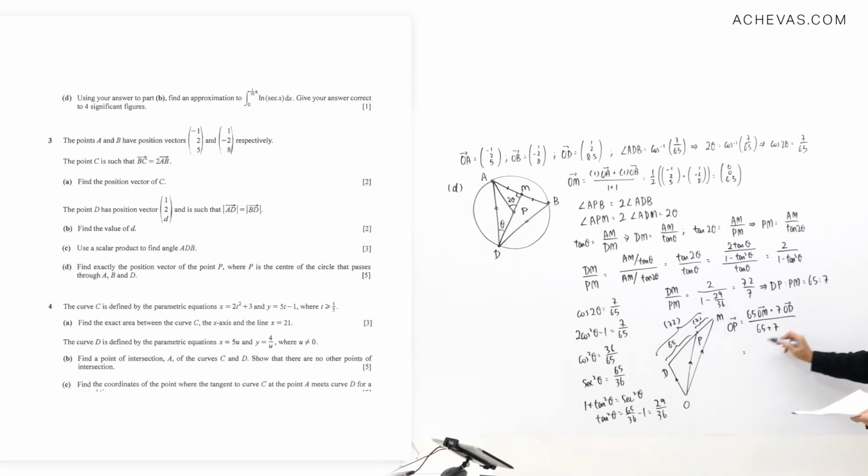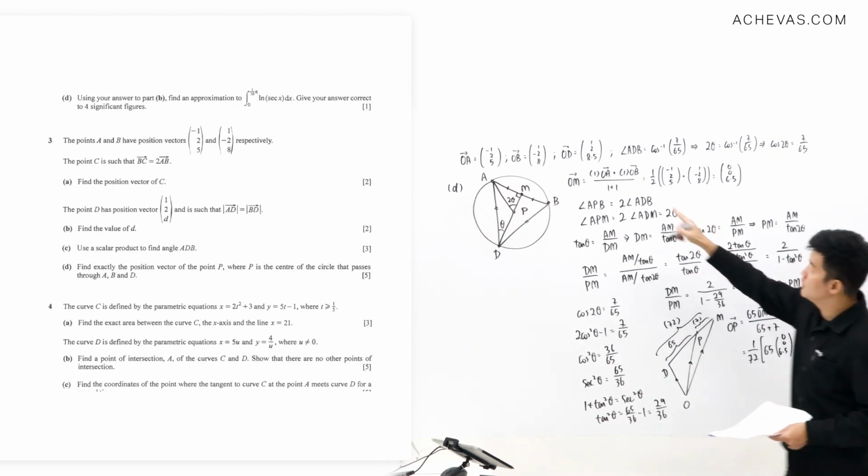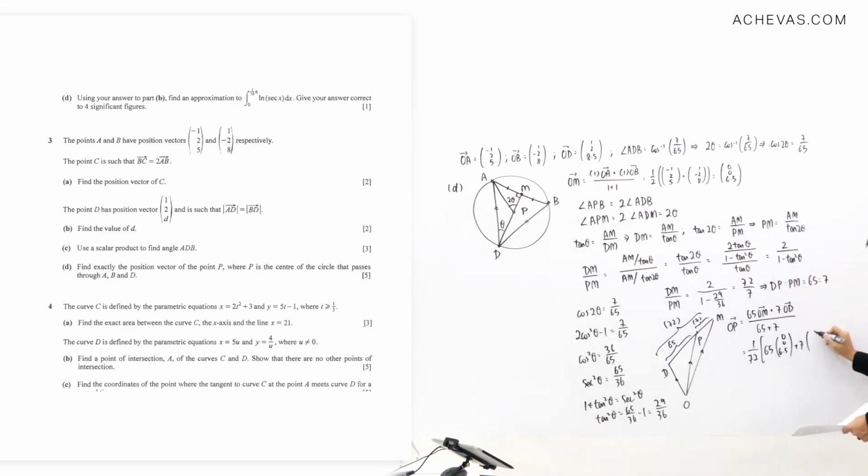So it is going to be 65 plus 7 is 72. So 1 over 72 of 65 times OM. We have found it just now. This is 0.65. Then plus 7 times OD. We have it previously, which is going to be 1, 2, and 8.5 here. So this will give us OP. And this vector looks like this: 7 over 72, 7 over 36, and 241 over 36. Okay, this will be the position vector of P.